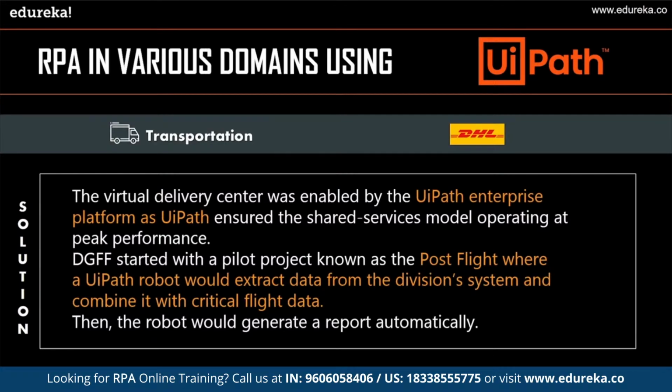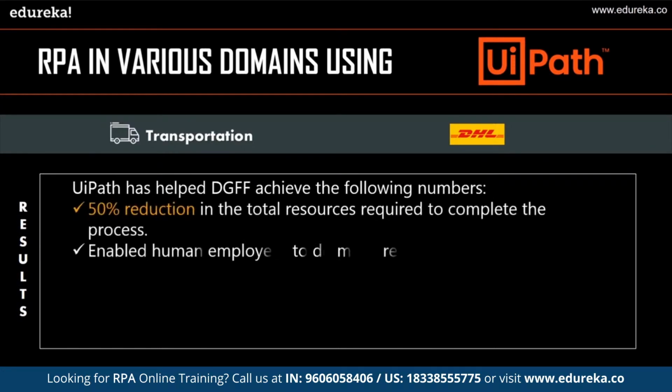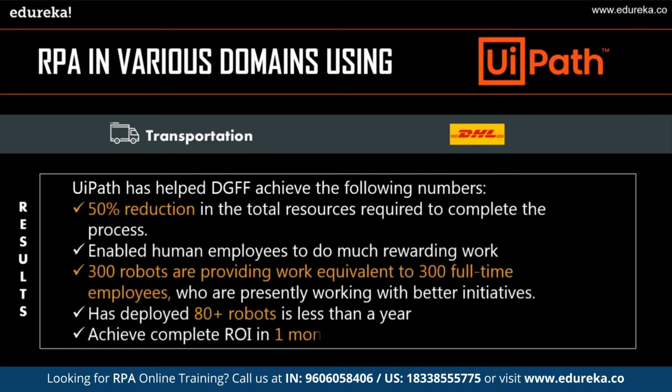After the pilot project was successful, the team started a center of excellence to define the standards for RPA-based automation, such as the configuration and services for DGFF. If we talk by the numbers, then UiPath has helped DGFF to achieve around 50% reduction in the total resources required to complete the process and enable human employees to do much more rewarding work.